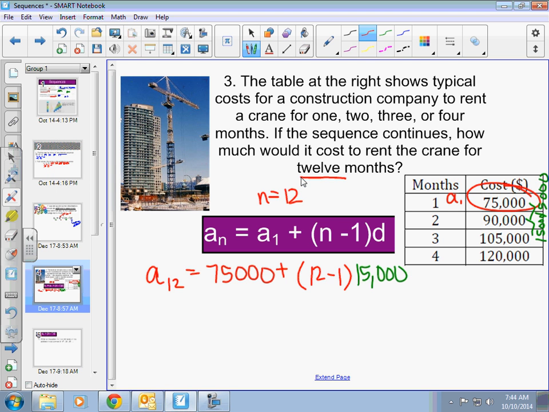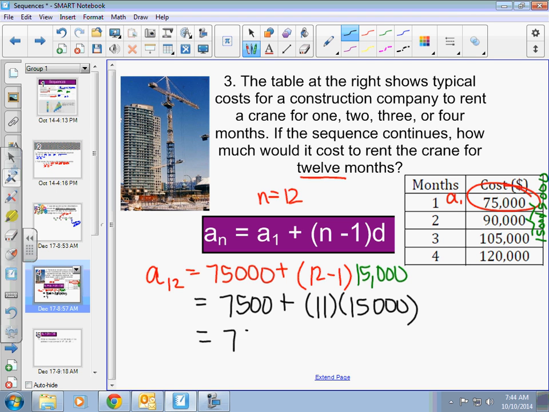Now what I do is I look and I see I have all the information. I just need to use my order of operations to solve. So I see what's in parentheses first, and I'm going to solve that. 12 minus 1 is 11. I have to take 11 times 15,000. So 11 times 15, whoops, this is 75,000. Make sure you add that extra 0 on there. 11 times 15,000 is 165,000.